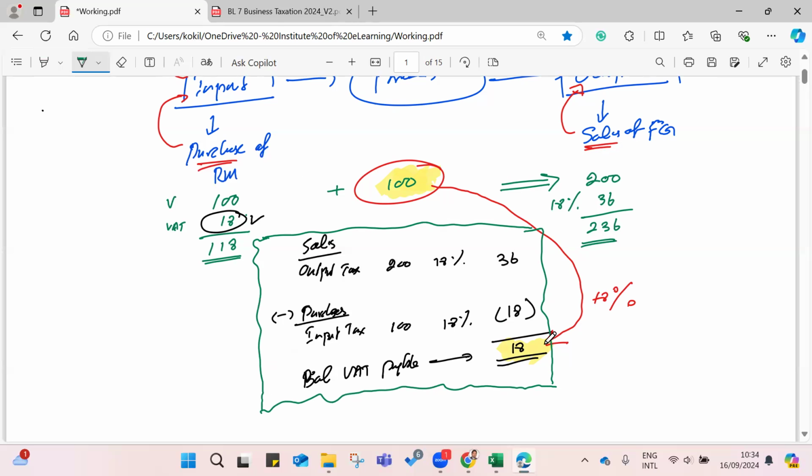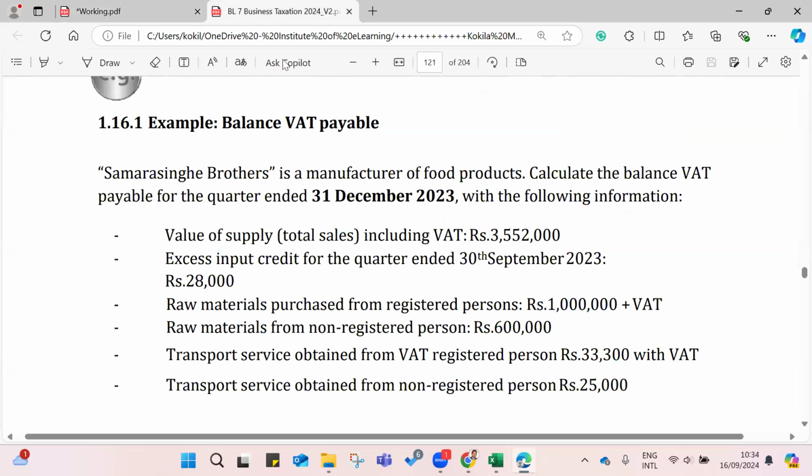So now let's look at this question as well, right? So this question: Singh Brothers is a manufacturer of food products. Calculate balance tax payable for the quarter ended 31st December 2023 with the following information, right?